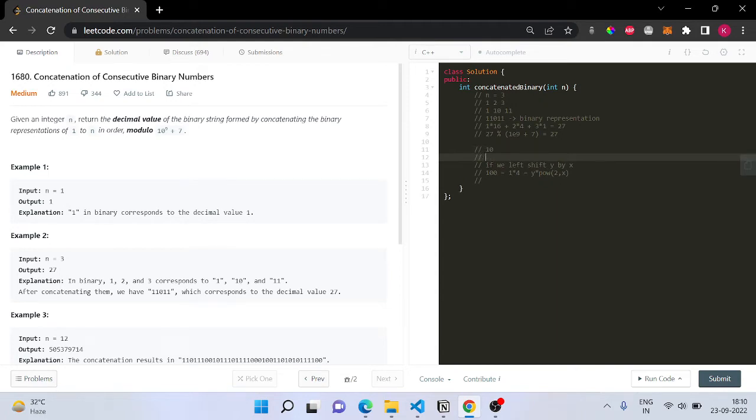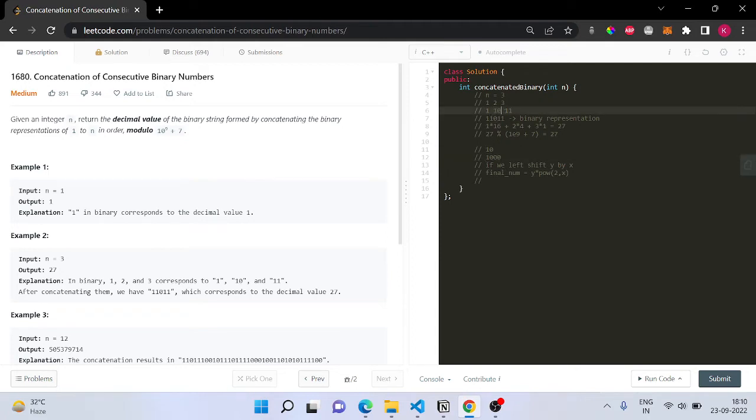Now we are left shifting it. If we left shift this number by 1, we are multiplying this number by 2. If we left shift this number by 2, we are multiplying this number by 4. So if we left shift y by x, the final number will be y into 2 to the power x. So this is what happened with 2.